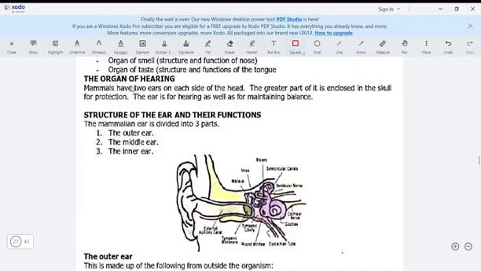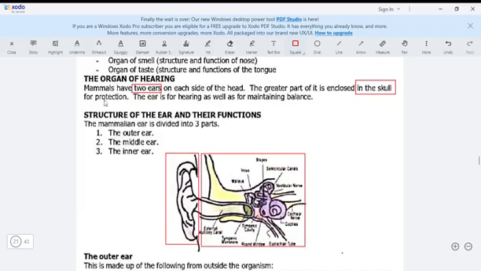Mammals have two ears, one on each side of the head. The greater part of it is enclosed in the skull, meaning outwardly you may only be seeing the pinna. This is just what we see, the outer part of the ear, but we have the majority inside. The majority is in the skull for protection, so that those parts of the ear can be protected. So once again, it is for hearing and for balancing.